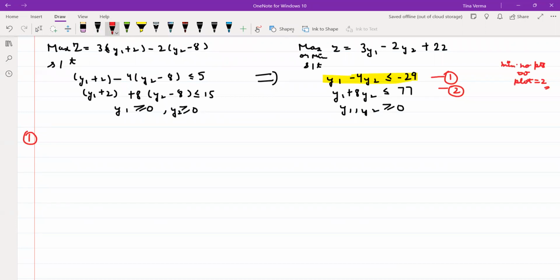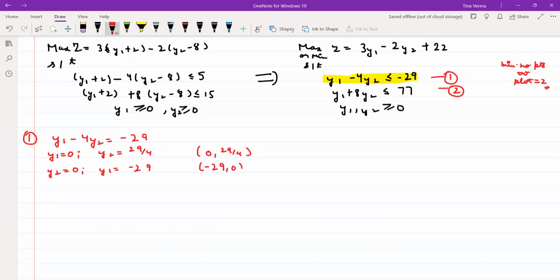So the best way you can take it as equality is to plot or find the points. Minus 21, 9. When you take y1 as 0, your y2 will be 29 by 4. So you get the point 0, 29 by 4. And when you take y2 equal to 0, you get y1 as minus 29. So this is your point minus 29, 0. So I have 2 points. I can join them by a line and it will show me a line.